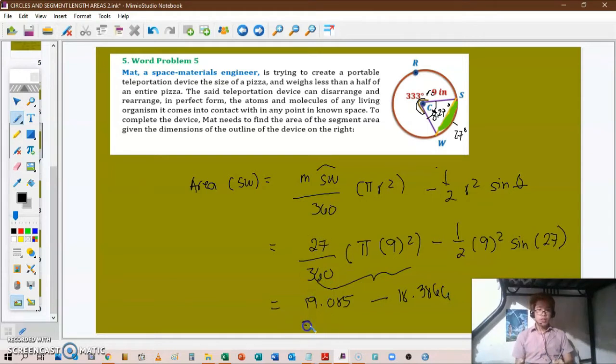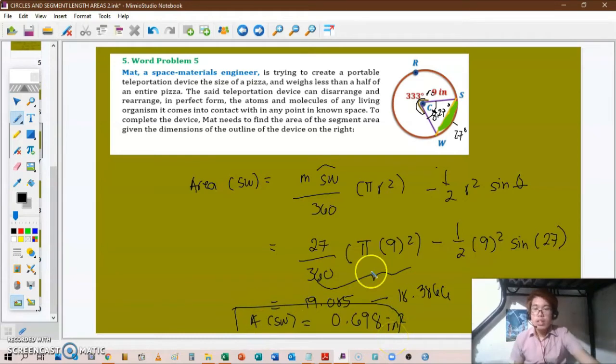So therefore that's the very small area that Matt needs to find in order to build his portable teleportation device. That's going to be equal to 0.698 squared inches. So that's the area of the segment SW.